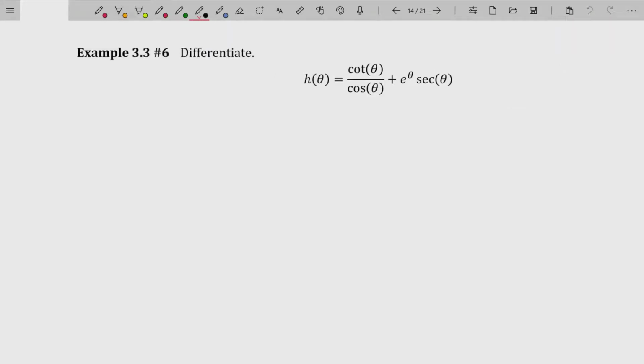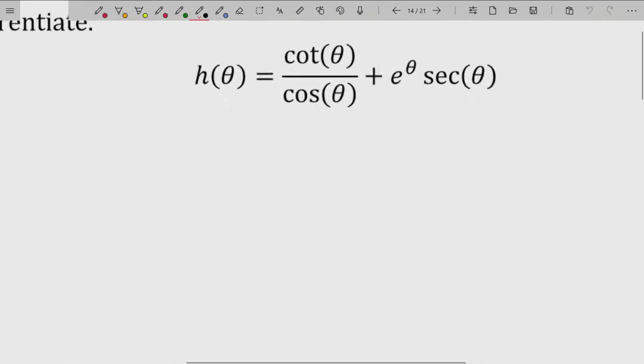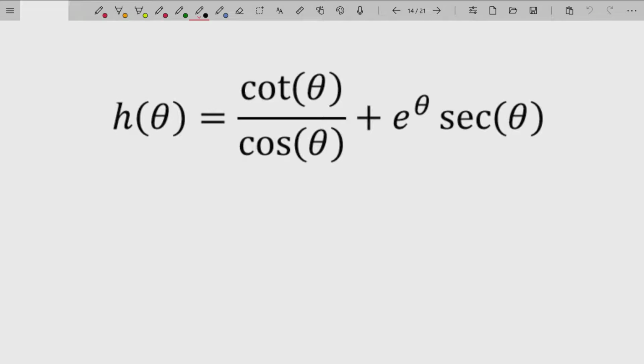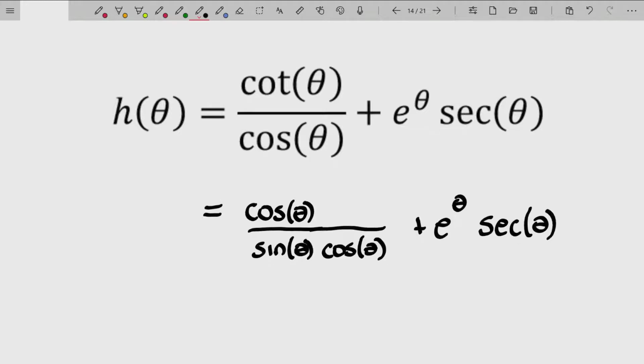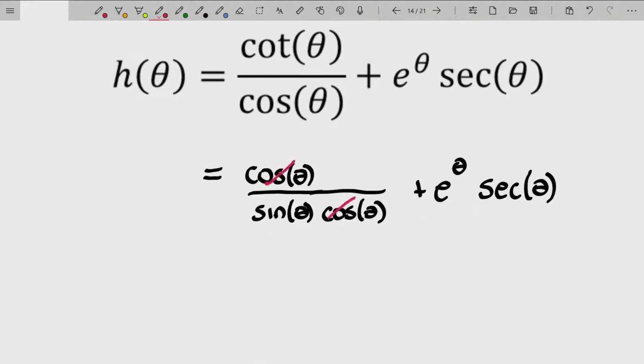All right, that being said, let's go ahead and differentiate this function. Now, this is a case where I definitely would do a little bit of trigonometry before starting, because a cotangent over a cosine is begging to be worked upon. So cotangent, remember, is cosine theta over sine theta. And also in that denominator is a cosine of theta, because you're dividing by it. So plus e to the theta secant of theta. This just allows me to really simplify the statement.